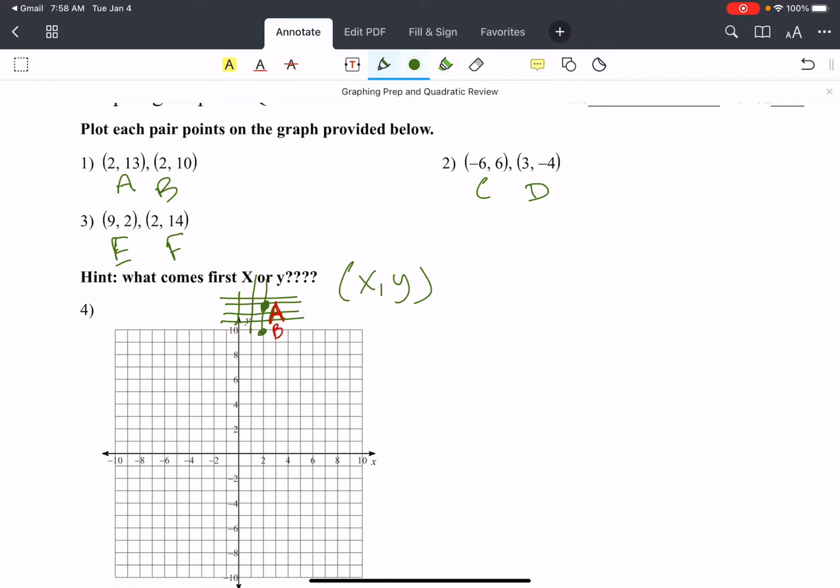Graphing, you all right? You okay? Get all 6 of those points on the graph. You guys remember graphing all right? You all right? Yeah.